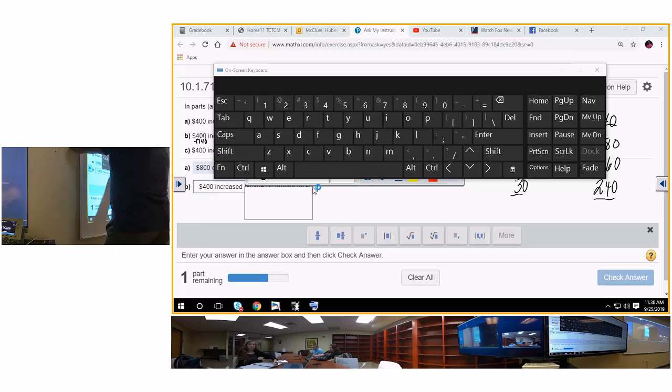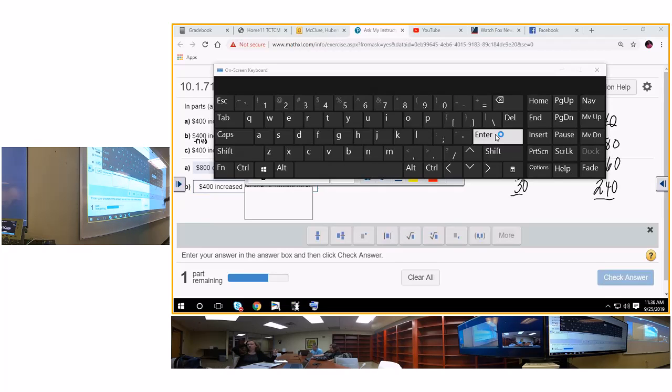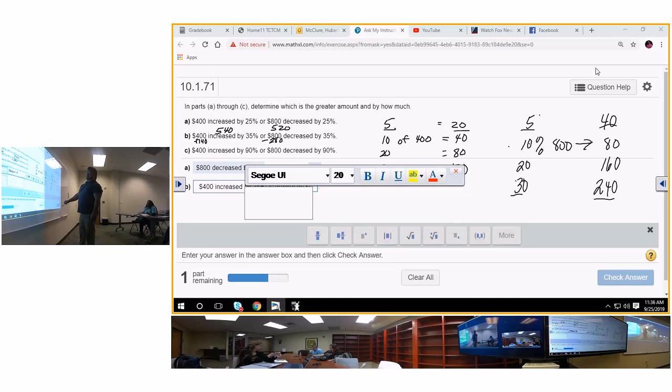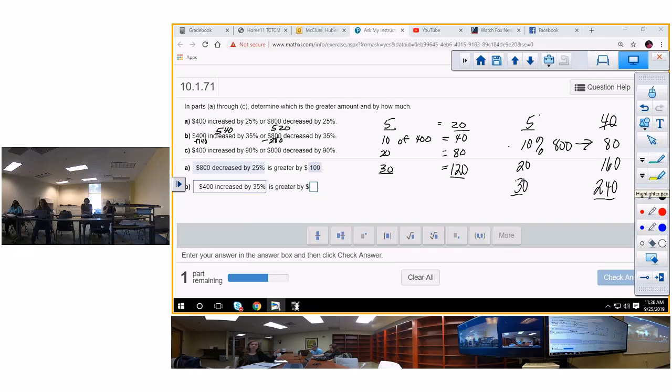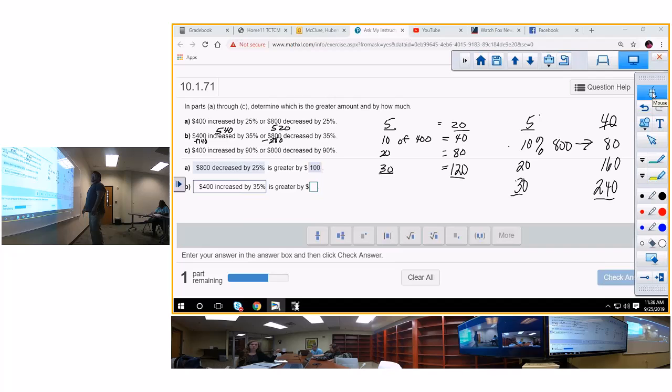There we go. Oh my gosh, did it go in? No, it didn't go in. I suck. I guess you ain't. I suck.